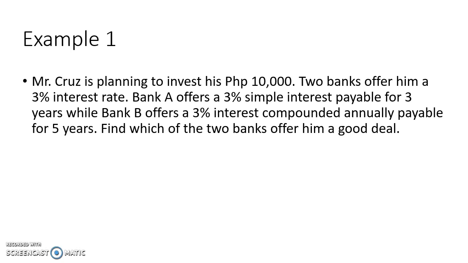Let's take a look at example number 1. Mr. Cruz is planning to invest his 10,000 pesos. Two banks offer him a 3% interest rate. Bank A offers 3% simple interest payable for 3 years, while Bank B offers a 3% interest compounded annually payable for 5 years. Find which of the two banks offers him a good deal.